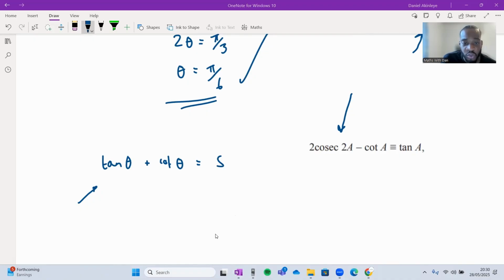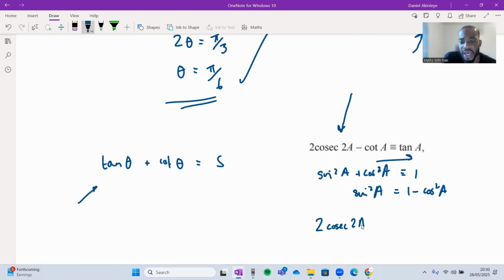Yes. Good. Well done. Because if you look at it, stare at it, right? We've got a tan and a cot. They're being added here. If this is an identity, just like, for example, sine squared A plus cos squared A is equal to 1, you can rearrange this to get another identity. Sine squared A is equal to 1 minus cos squared A. It's the same thing here. They've got tan plus cot. You could add cot and you could say, well, that just means then that 2 cosec of 2A is equal to tan A plus cot A. Do you guys agree?